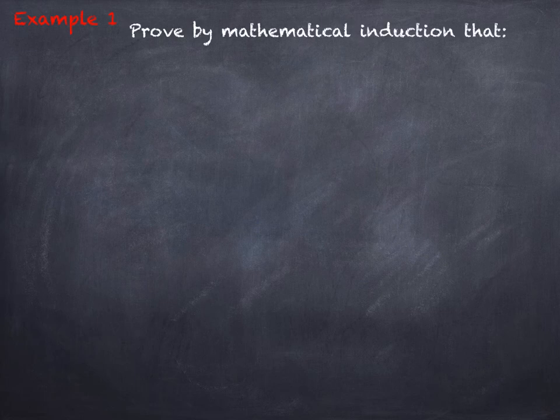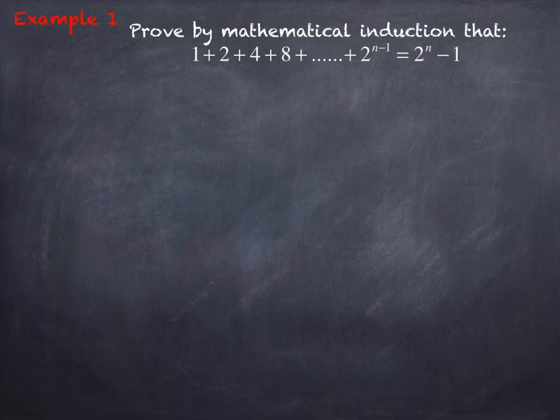Now, induction is a very particular type of proof, and we have to follow the steps very carefully in order to do it properly. So, the first thing we're going to do is we're going to write our statement. Prove by mathematical induction that 1 plus 2 plus 4 plus 8 all the way up to 2 to the power of n minus 1 is equal to 2 to the n minus 1. Then we get into our steps.